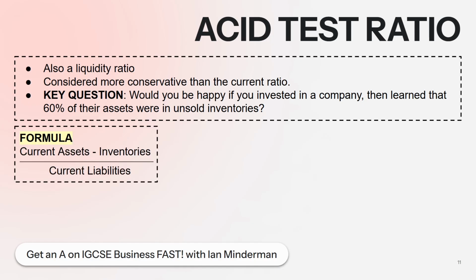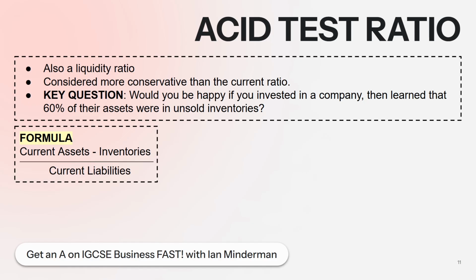The formula for the acid test ratio is current assets minus the inventories over current liabilities. So as you can see, this is the same formula as the current ratio. We're just getting rid of the inventories in the numerator. And we're doing this because the business might not sell those inventories. And what is something worth if no one will buy it? Well, it's worth basically nothing.